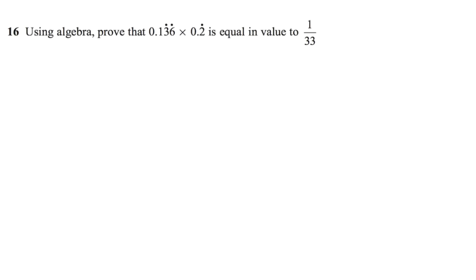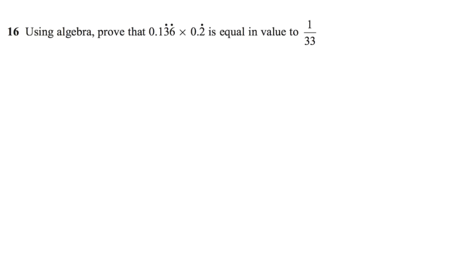Hi, and welcome to Math Together. In this lesson, we'll be focusing on question 16. Using algebra, prove that 0.136 reoccurring times 0.2 reoccurring is equal in value to 1 over 33. So we're going to convert reoccurring decimals to fractions.